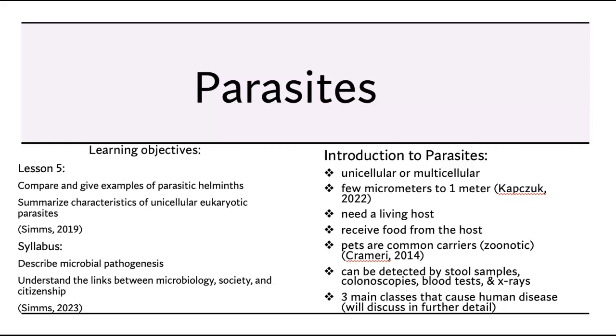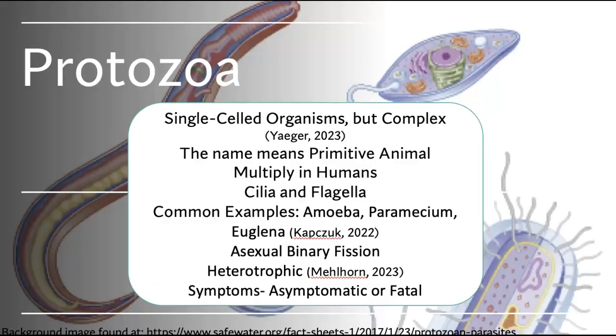And a couple ways that parasites can be detected are by fecal samples, colonoscopies, blood work, x-rays, or other radiographic images. And of course, as I mentioned earlier, we will talk about the three main classes of parasites being protozoa, helminths, and ectoparasites. So I'd like to begin by talking about protozoa.